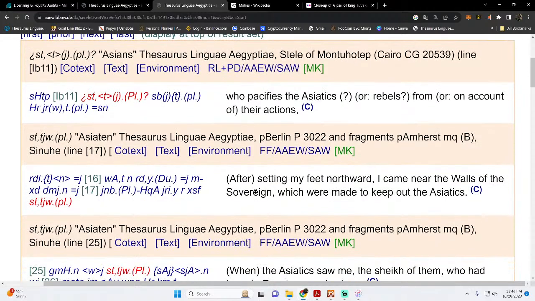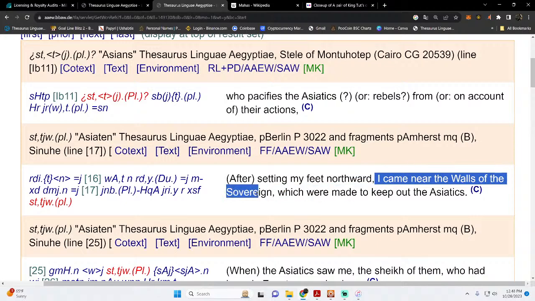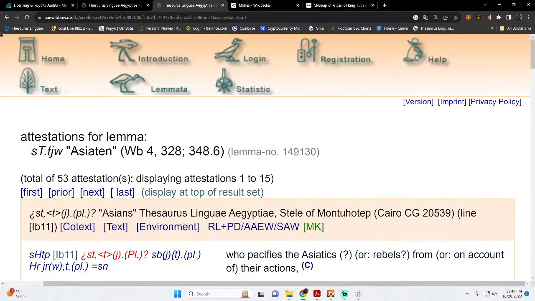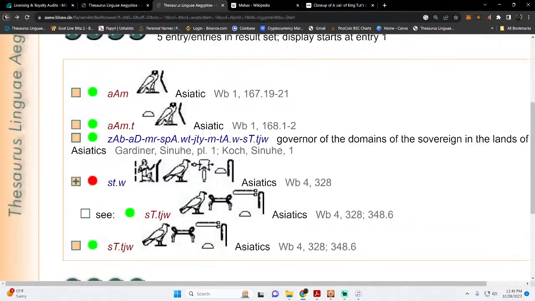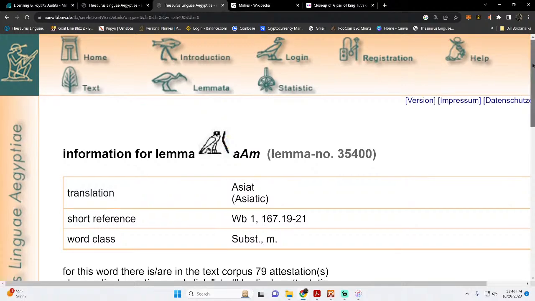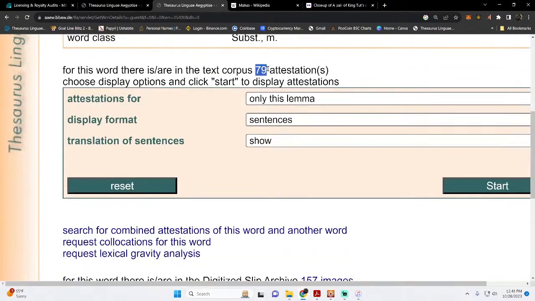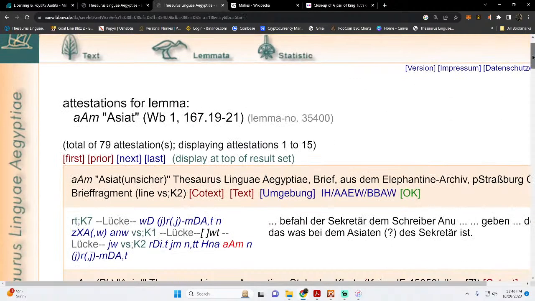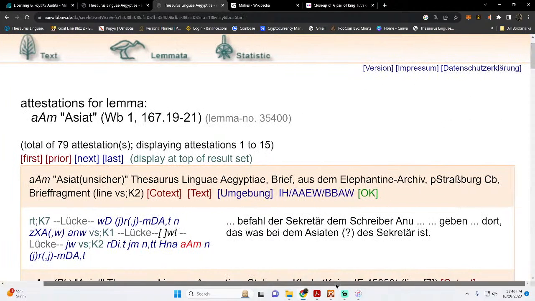So they say, after setting my feet northward, I came here the walls of the sovereign, which were made to keep out the Asiatics. Okay, that's under that Setiu, all in the Middle Kingdom. So we're not on Setiu yet. We'll get there. Right now, we're simply on Aamu. As we see, is the most, 79 attestations in here and 89 in the new TLA, which wouldn't pop up. So they found 10 more places where it was mentioned.